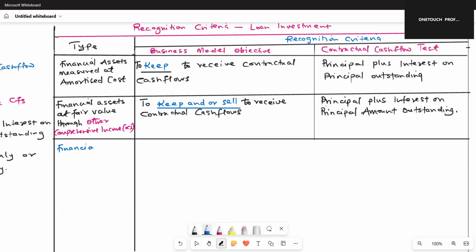Then we have financial assets at fair value through profit or loss.